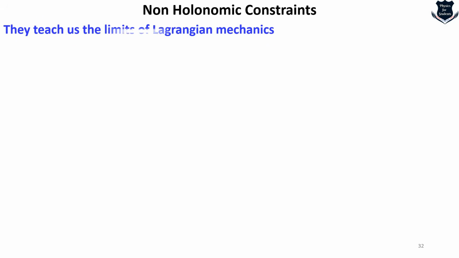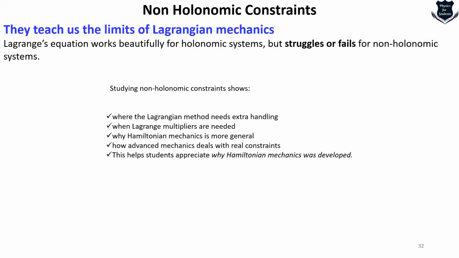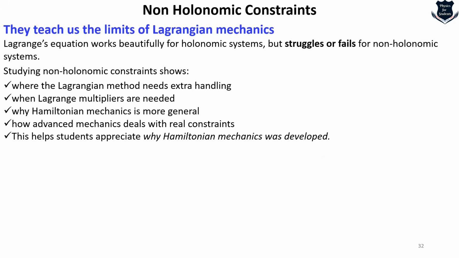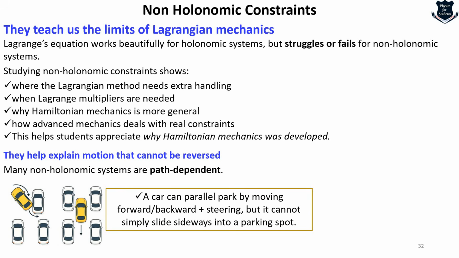So non-holonomic constraints actually teach us where Lagrangian mechanics has its limitations. When Lagrangian multipliers are needed, we will come to that. And this helps students appreciate why we need Hamiltonian mechanics. Non-holonomic also expresses that motion cannot be reversed. For example, a car can parallel park by moving forward or backward plus steering, but it cannot simply move sideways into a parking spot.